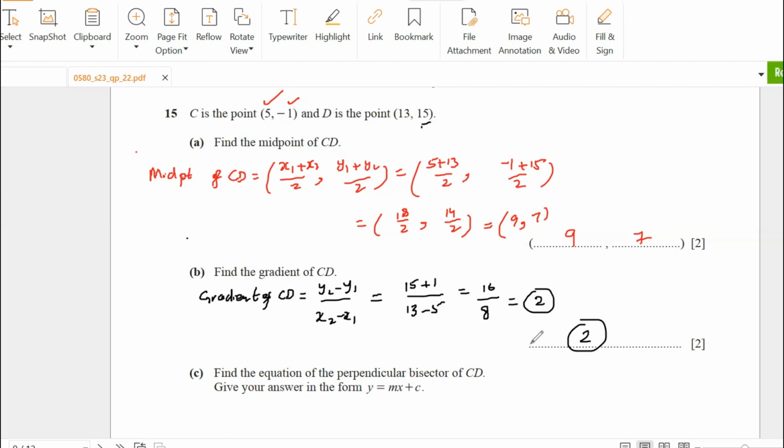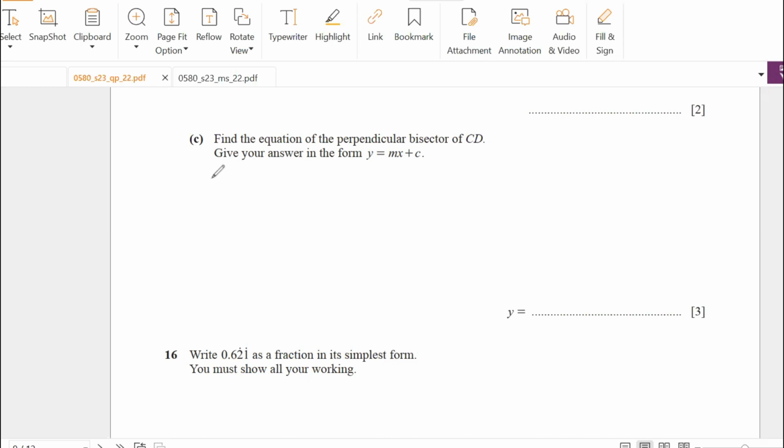What do they want next? They want us to find the equation of the perpendicular bisector. So remember that when two lines are perpendicular to each other, then m1 multiplied by m2 must be equal to -1. In this way, you can find the gradient of the second line. And remember that the first gradient is 2. So I will apply this concept in the next question. Yes, we will move on.